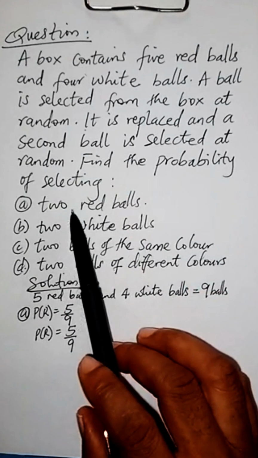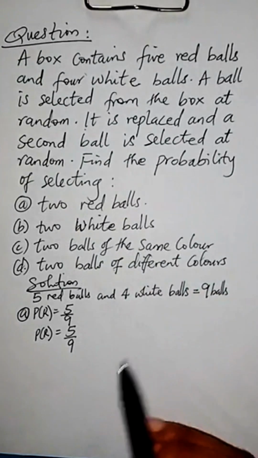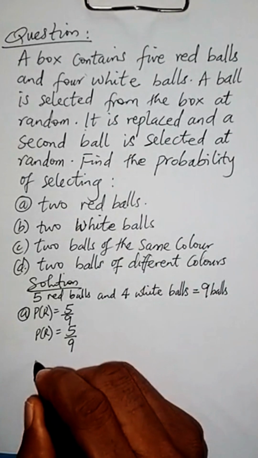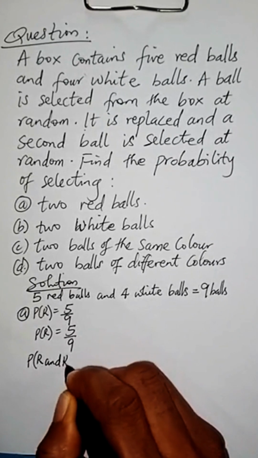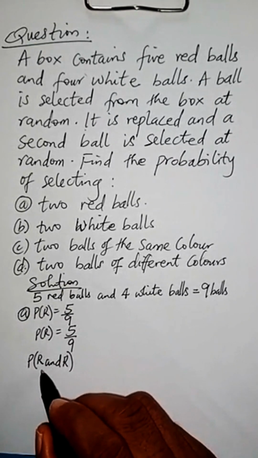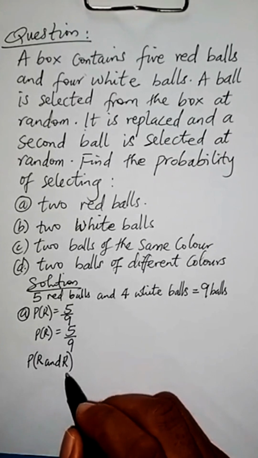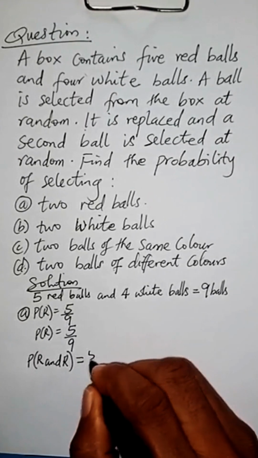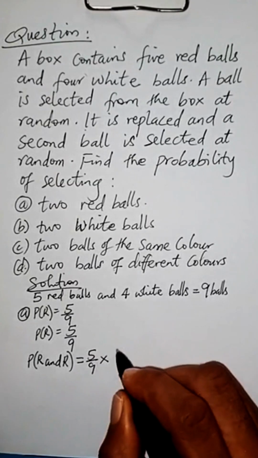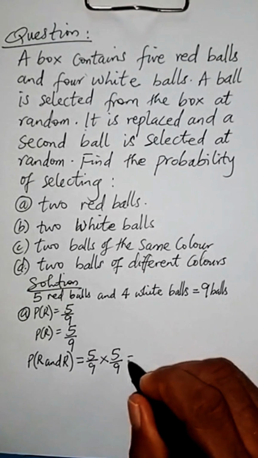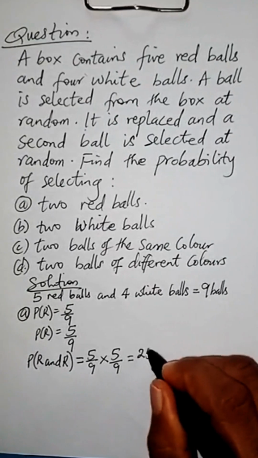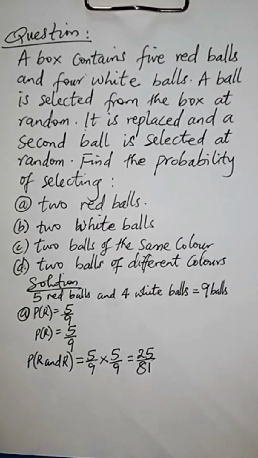So what's the probability that the two picked are red balls? So this will be 5. The probability is red and red, which is both are red, or picking a red and a red. Because of the word "and," it's going to be 5 out of 9 multiplied by 5 out of 9. That gives you 25 out of 81. So that's the answer to the question.